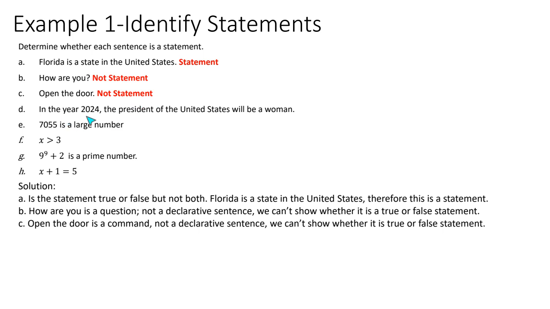In the year 2024, the President of the United States will be a woman. Okay.